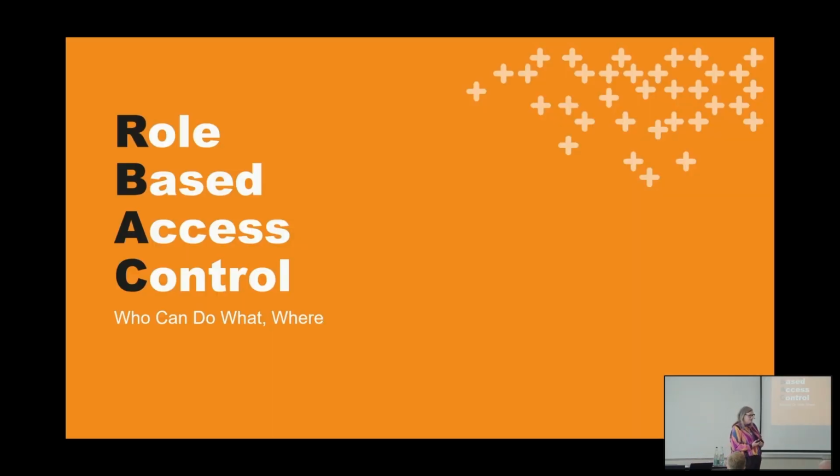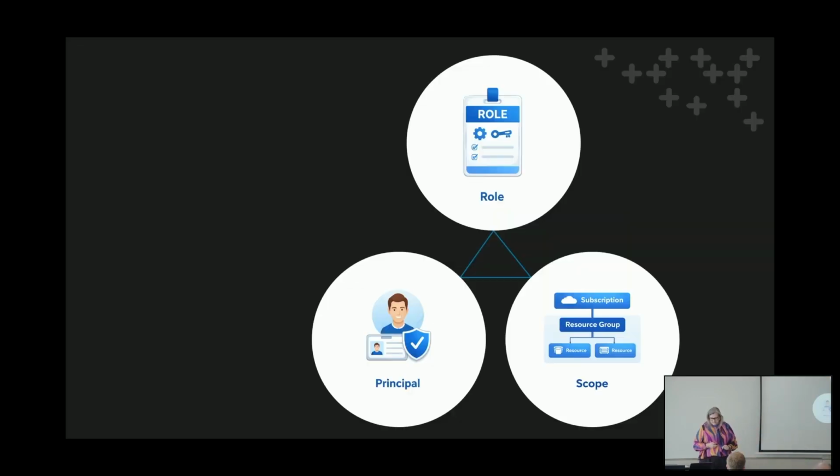So we will start with role-based access control, usually called RBAC. You may have heard that term. I'm going to use that term because it's easier than saying role-based access control every single time. As I said, this is about who can do what and where. So we have 3 pieces in the puzzle here. Who is called the principal. So this is a user or a group of users or an app or something. It's an identity.